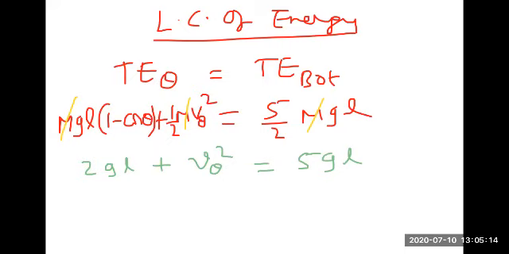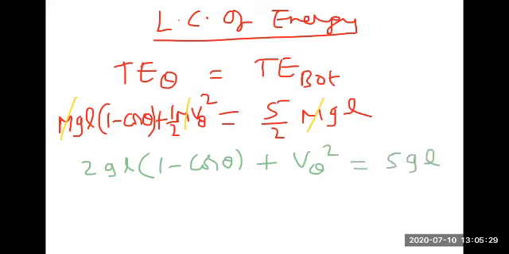Here, what we got? We wrote wrong here. Just observe carefully here. 2gl into 1 minus cos theta is there. We forgot that. 1 minus cos theta plus v theta square, multiplied everywhere by 2. I can write like this, 5gl.